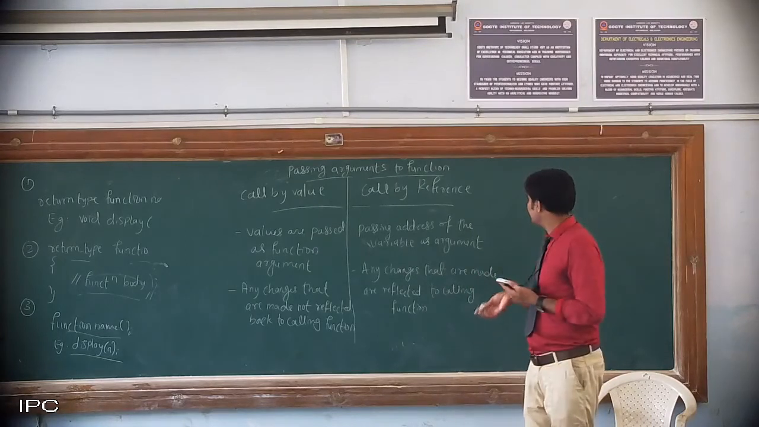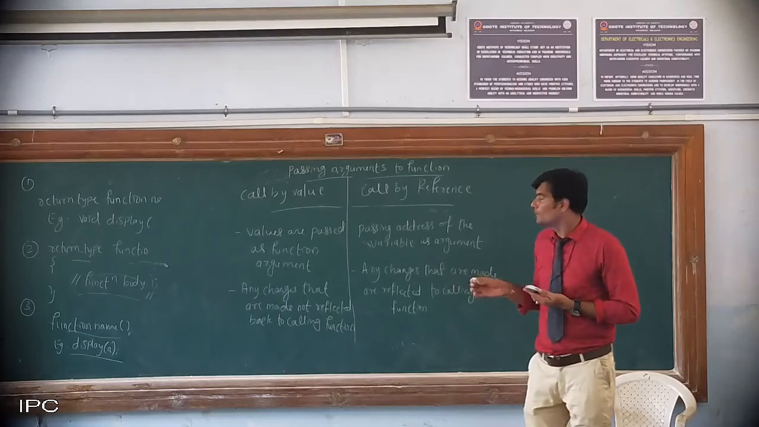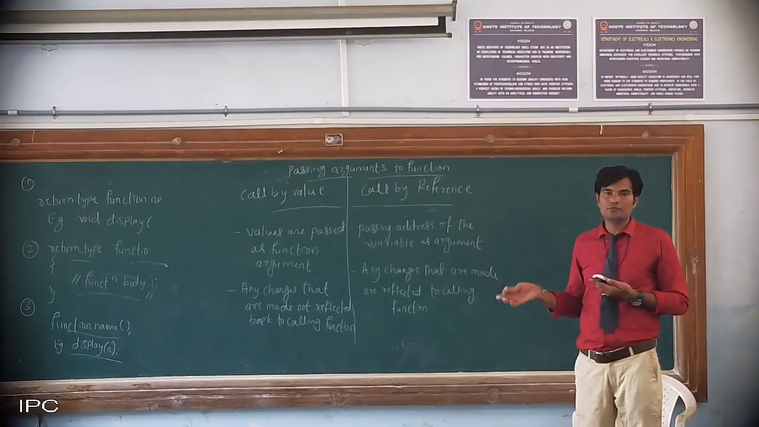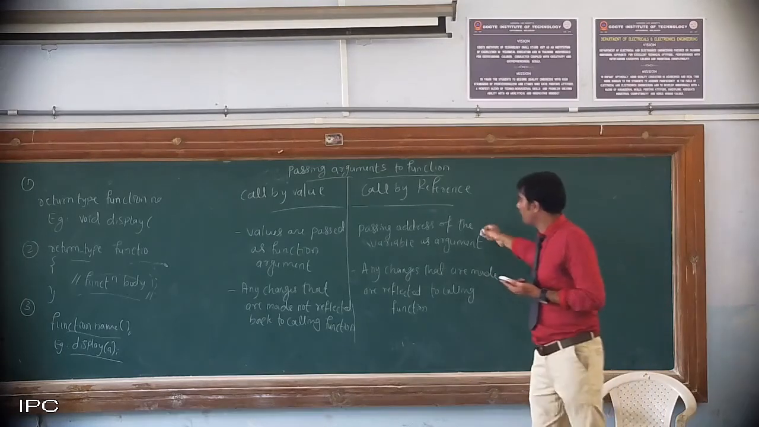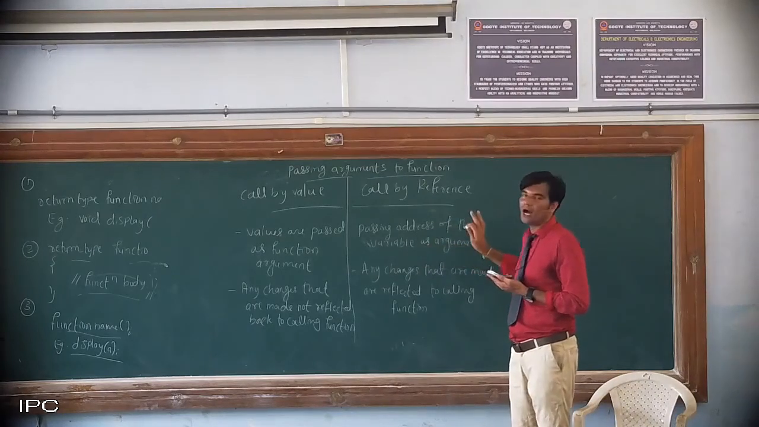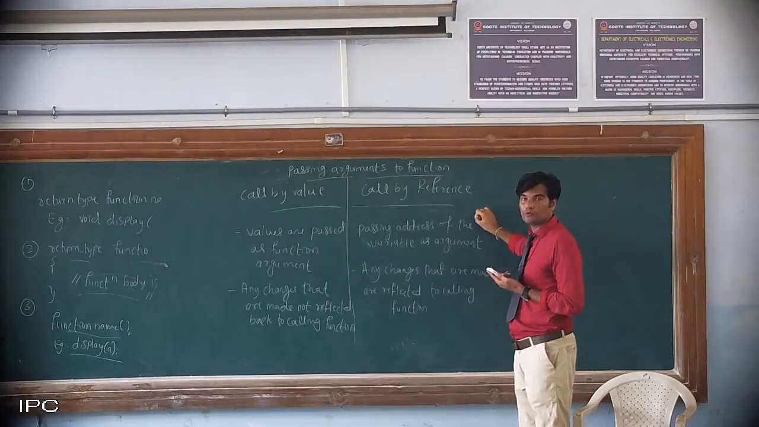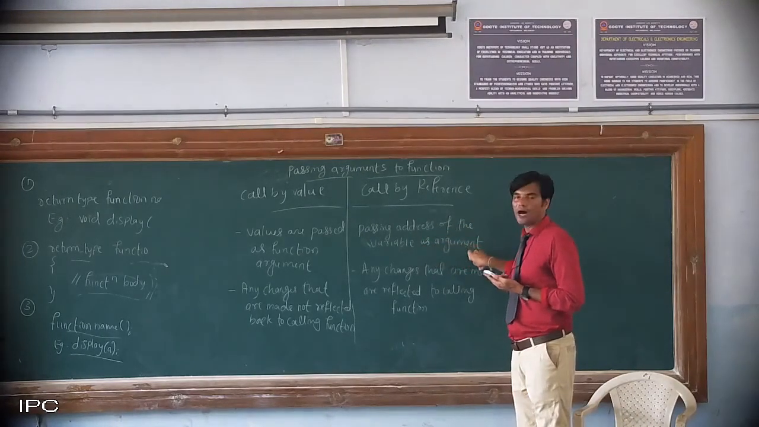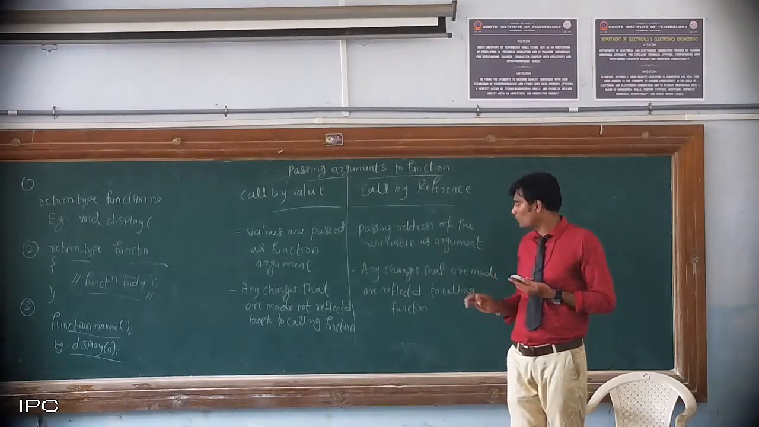Next, comparing with call by reference. In call by value, what happens? We pass the actual values to the function as an argument. In call by reference, we are passing the addresses of the variable as an argument. Instead of passing the actual values of a variable, we pass the addresses, and any changes that are made are reflected in the calling function.